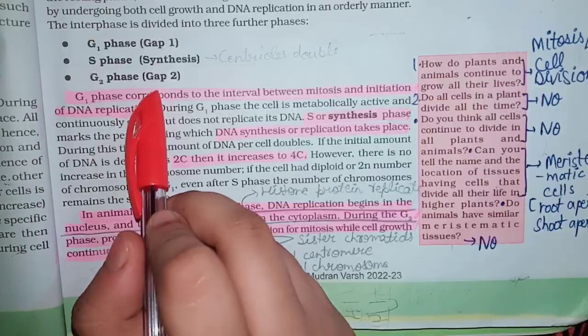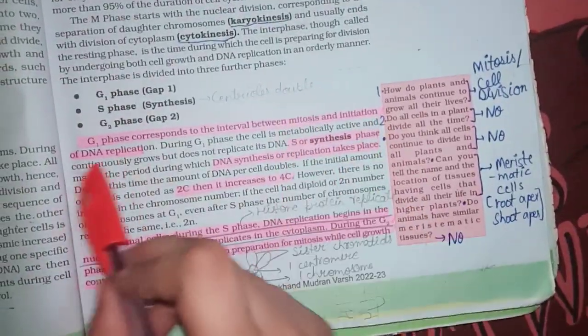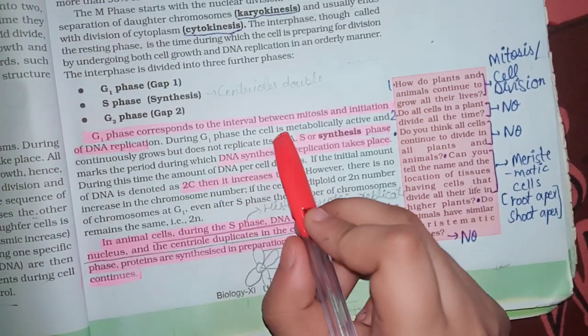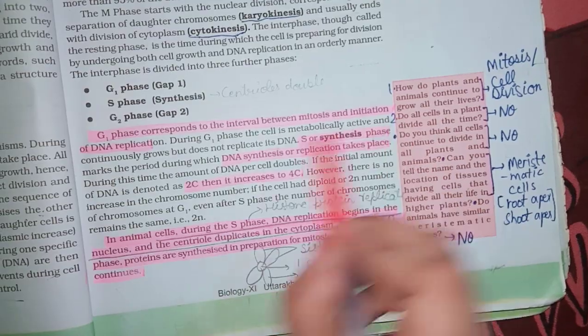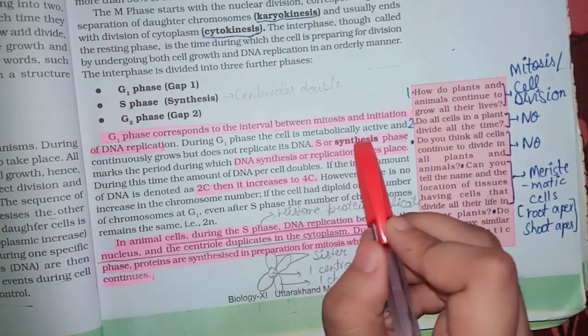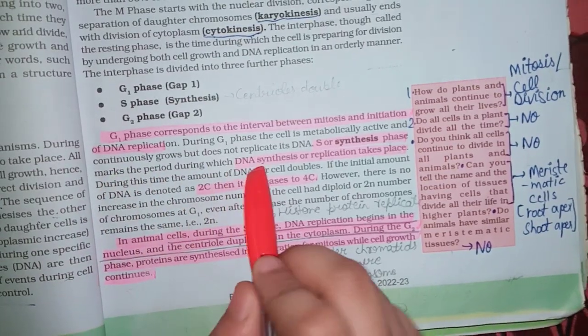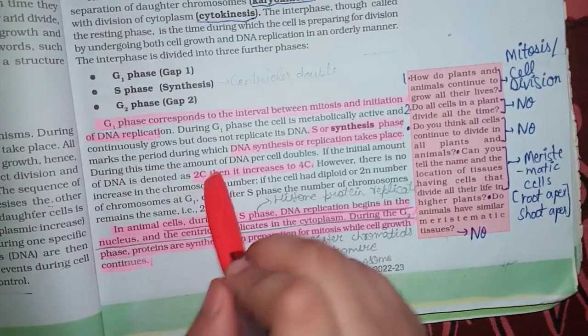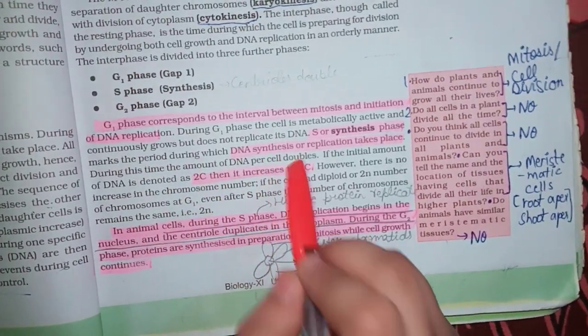G1 phase corresponds to the interval between mitosis and initiation of DNA replication. During G1 phase, the cell is metabolically active and continuously grows but does not replicate its DNA. S or synthesis phase marks the period during which the DNA synthesis or replication takes place. During this time, the amount of DNA per cell doubles.